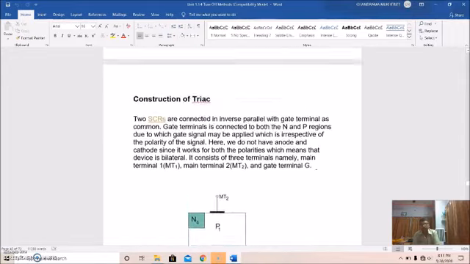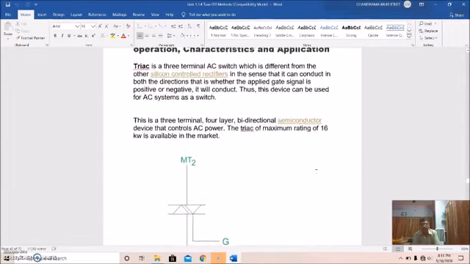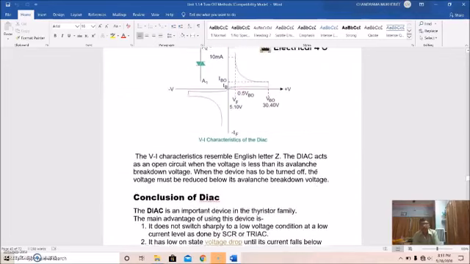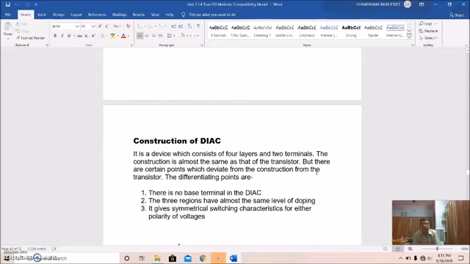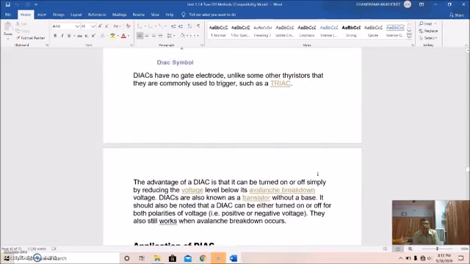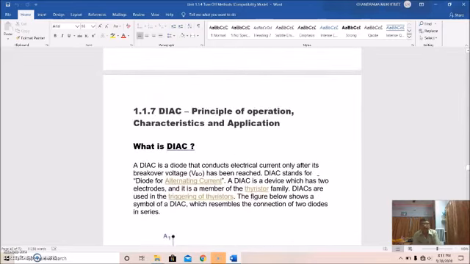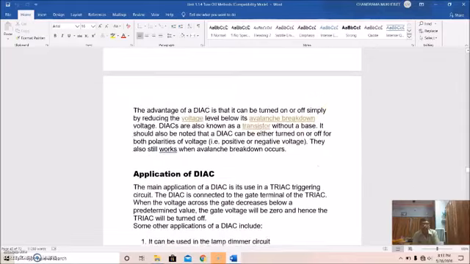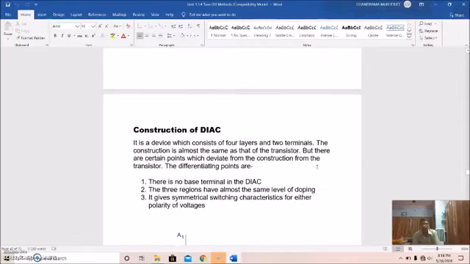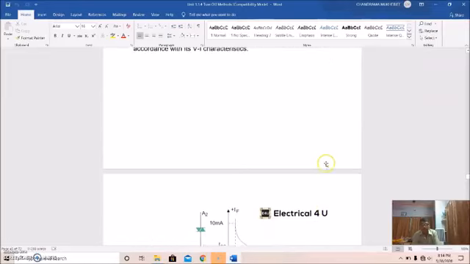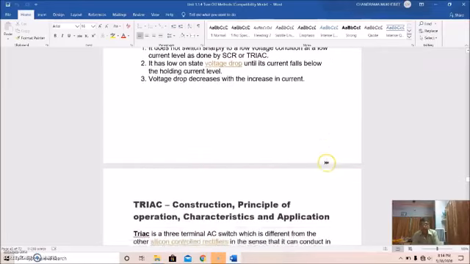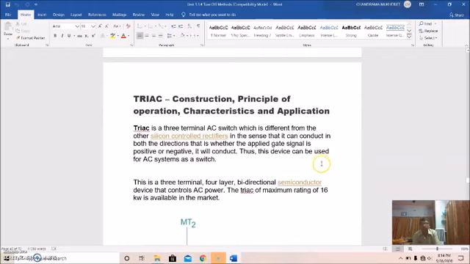Once again, I am telling, we have discussed the DIAC, its construction, application, characteristics, etc. And then we discussed the TRIAC. These are the two important members of the thyristor family: its construction, operation, characteristics, and applications.